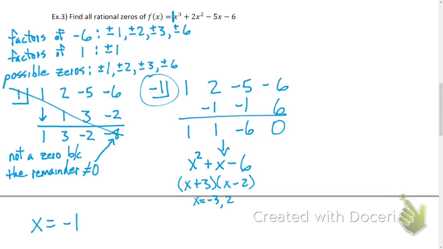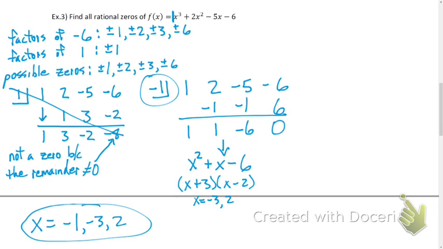So what that says is if I had guessed negative 3 earlier, I would have gotten a remainder of 0. If I had guessed 2, I would have gotten a remainder of 0. And there's just always more than one way to get to the right answer. So there's a couple of ways. Hopefully that makes sense to you.